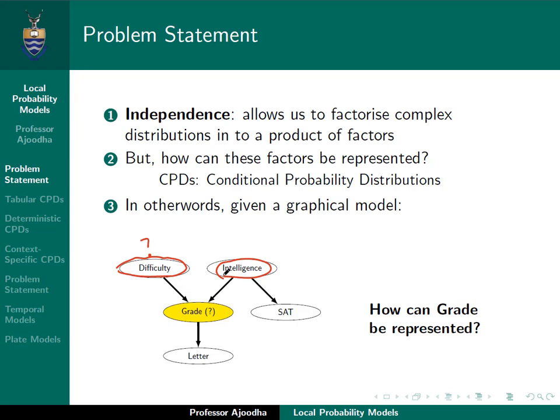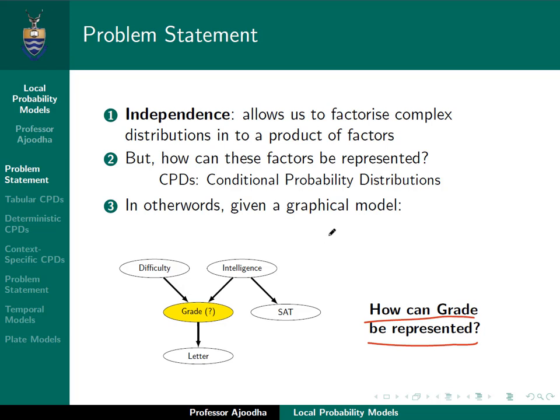I don't think that the professor on his desktop has 2 types of letters, either a good letter or a bad letter, and then depending on which student, he chooses one of those templates and just changes the name on top. Surely it's more complicated than that. So the question really is, how do we represent these nodes? And if we look more specifically, how can we represent a grade?